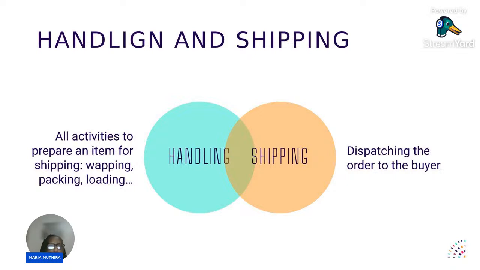Then we look at handling and shipping. Here we are saying that handling is all activities to prepare an item for shipping. That is wrapping, if we need to wrap the item, packing, and loading. Those three activities. Wrapping, because there are items that may need to be wrapped, especially bulk items and some sensitive items like furniture or electronic items. You may need to wrap them to ensure that they reach their destination safely. Then you have packing and loading. Then shipping is dispatching the order to the buyer.